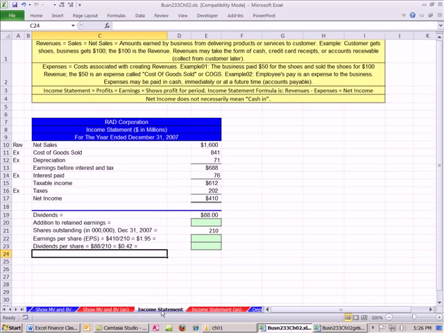Hey, we're in chapter 2. We just talked about the balance sheet, working capital, market value, and a number of other things. Now we need to talk about the income statement.